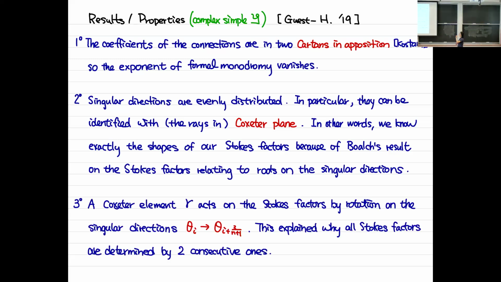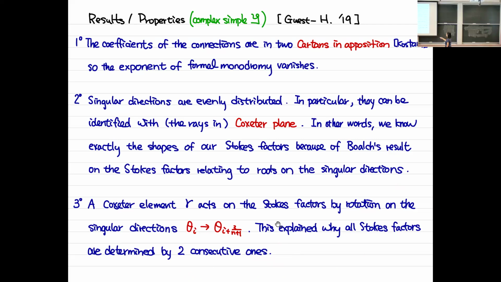And the Coxeter element, gamma, depends on how you choose your theta one, so which one is your first one. That Coxeter element will act on the Stokes vector by rotating the singular direction by 2. So it just goes from 1 to 3 to 5, and then 2 to 4 to 6, which means you really need 2. That's the theoretic reason behind the computational result. You only need 2 consecutive ones to get all the Stokes.